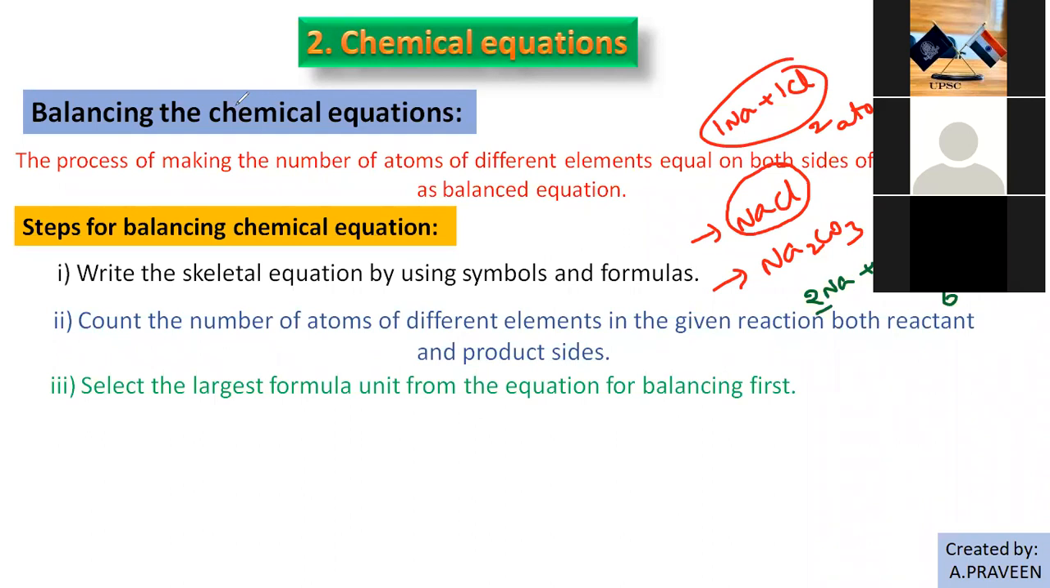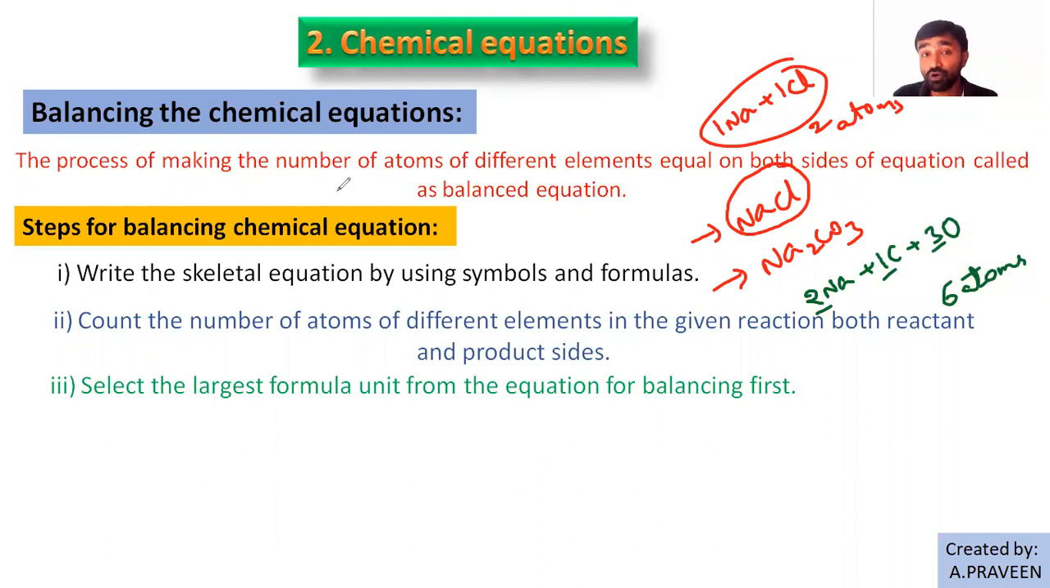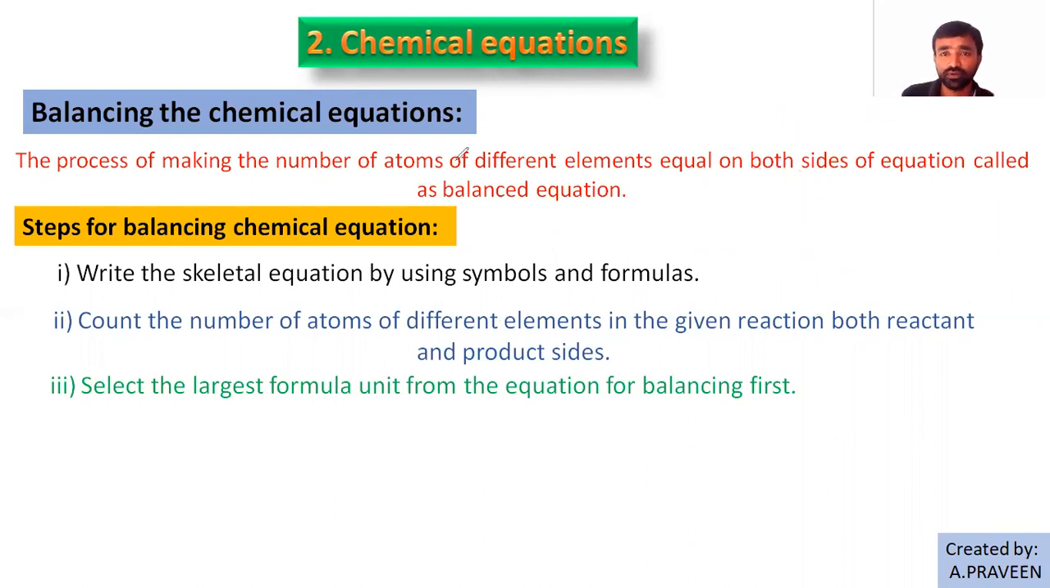Counting the atoms in the formula unit. There may be different kinds, but take the count like this. So which is largest here? Which has more number of atoms in it? That is here Na2CO3. So first I will select that one if they are in the same equation, right? That is given as third point here. Selecting the largest formula unit from the equation for balancing. Okay, I selected the largest formula unit.